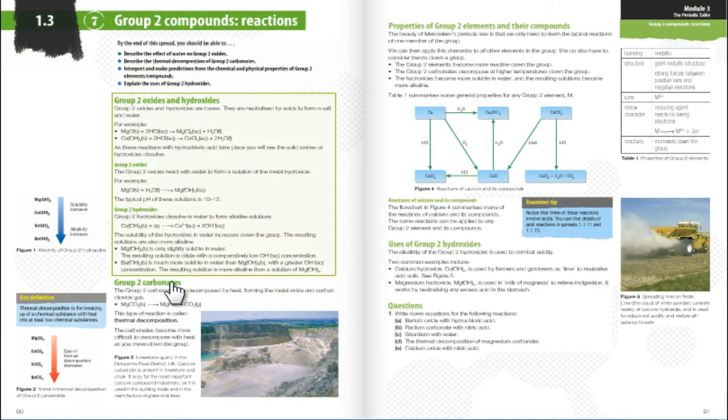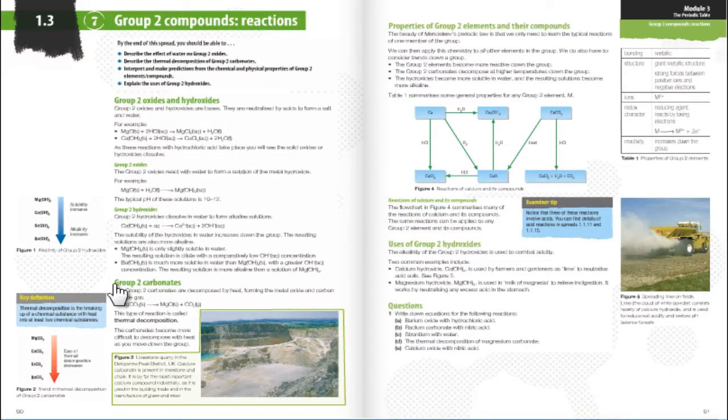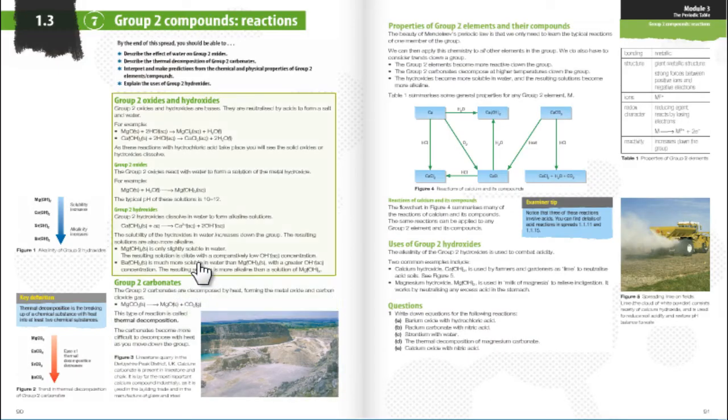So now we'll move on to the group 2 compounds and their reactions. As the solubility increases for magnesium hydroxide, their alkalinity increases as well. So barium is the most alkaline and the most soluble as well. And looking at the ease of the thermal decomposition, it's the same trend. As you go down the group, the carbonates are easier to decompose.